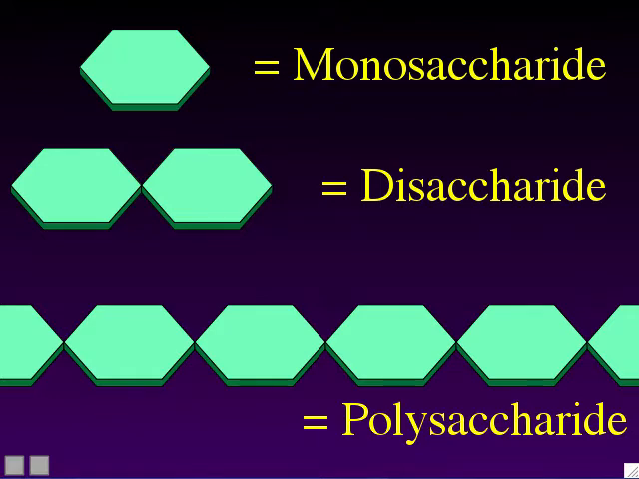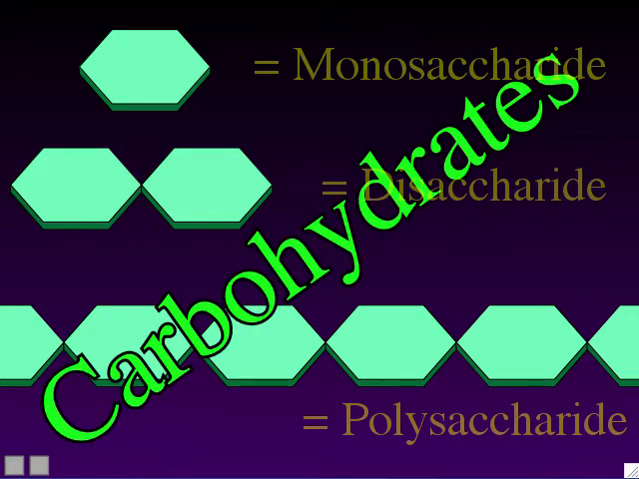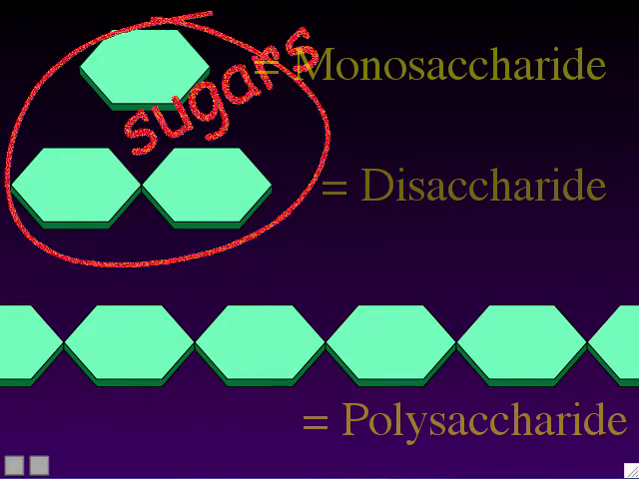All of these molecules that you see here are within the carbohydrate family of molecules. So the term carbohydrate can refer to a monosaccharide, or it can refer to a disaccharide, or it can refer to a polysaccharide. But only the monosaccharides and the disaccharides are sugars. Only the monosaccharides and the disaccharides taste sweet to us. The polysaccharides don't taste sweet.